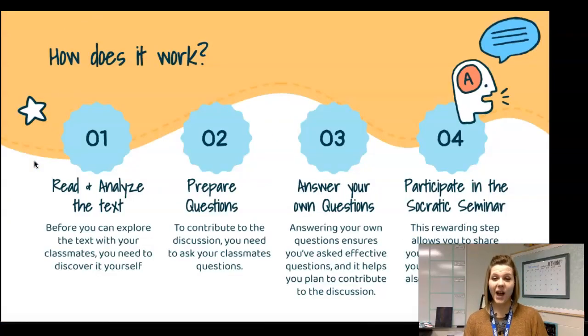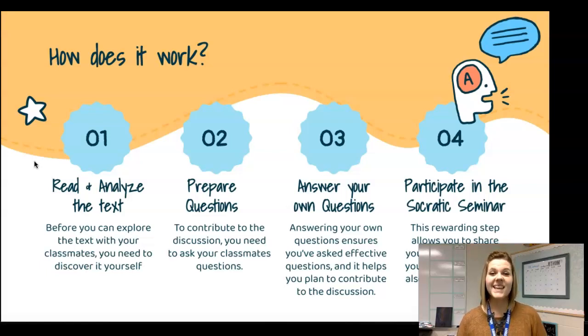So this is how the process will work. First, you need to independently read and analyze the text. Before you can talk about it, you need to know what's going on in the text. Step 2, you'll prepare questions. In order to contribute to the discussion, you'll need to ask your classmates evaluative questions. We'll be spending some time on our next lecture note talking about what evaluative questions sound like. So if you're not really sure what an evaluative question is yet, I'll let you know in our next set of notes.